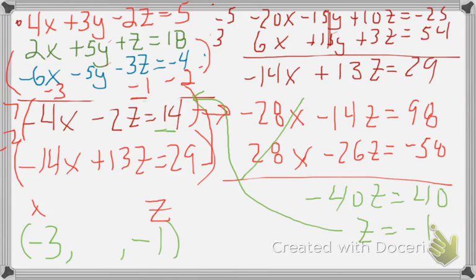I know this is getting cramped, but I think you guys can see. So now we have negative 5y equals negative 25. And of course, y in this case is going to be equal to 5. And there you go, that's y. So that's our ordered triple: negative 3, 5, and negative 1. And remember, you can always check these by plugging them into all three of the original equations.